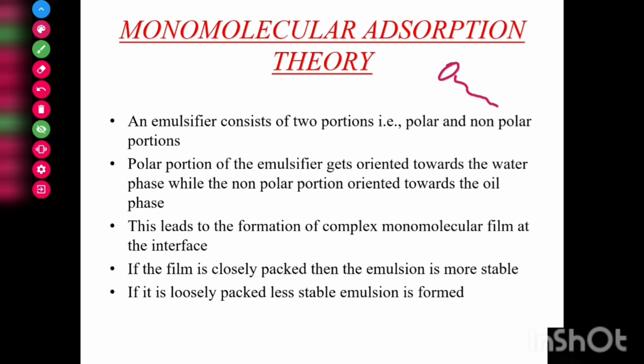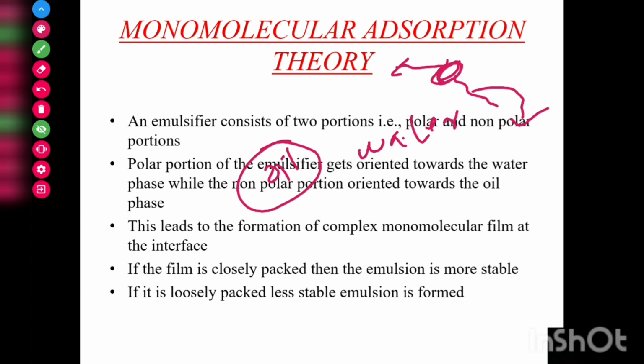An emulsifier consists of two portions. One is the polar region and the other is the non-polar portion. The polar portion of the emulsifier gets oriented towards the water phase, while the non-polar portion is oriented towards the oil phase. Is it clear? So this is oil and here water. So this emulsifier consists of two portions, the polar region and the non-polar portion. This polar portion is oriented towards the aqueous phase.